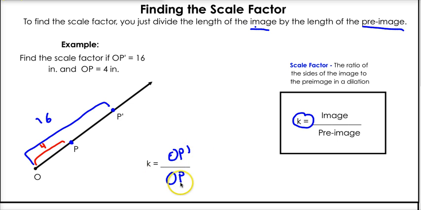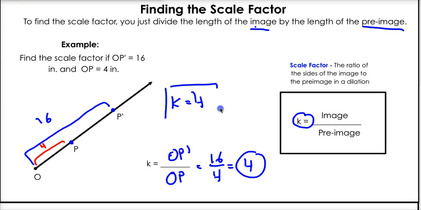Image over pre-image. So now we just plug in the lengths, which we know are 16 over 4. 16 divided by 4 is 4. Our scale factor, that means, is 4. Let's write down our answer nice and clear. K equals 4. We just did that by dividing the length of the image over the length of the pre-image. Simple stuff here. We got it.